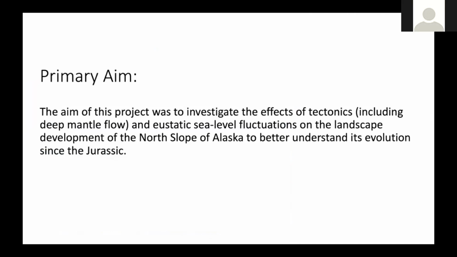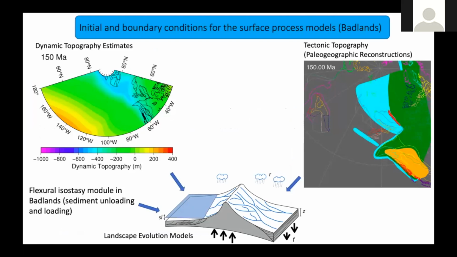So the primary aim of this project was to investigate the effects of tectonics, including deep mantle flow and eustatic sea level fluctuations, on the landscape development of the North Slope of Alaska to better understand its evolution since the Jurassic. In order to achieve this aim, landscape evolution models of the North Slope of Alaska were run using the surface process modeling code PyBadlands.